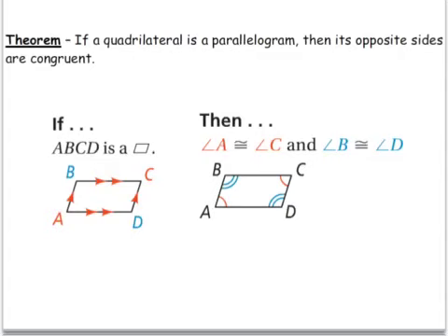Here's our first theorem about parallelograms. It says that if a quadrilateral is a parallelogram, then its opposite sides are congruent. Take a second, see if you think what would lead to proving that the opposite sides are congruent to each other.